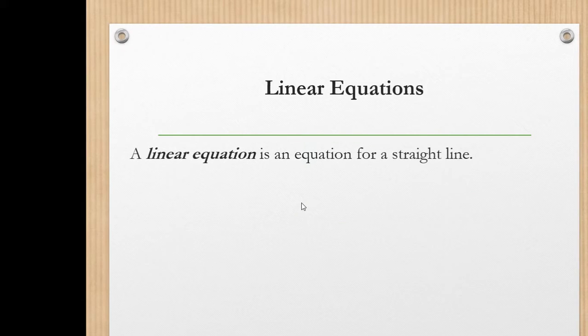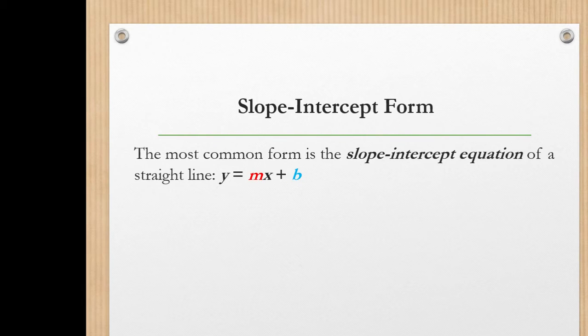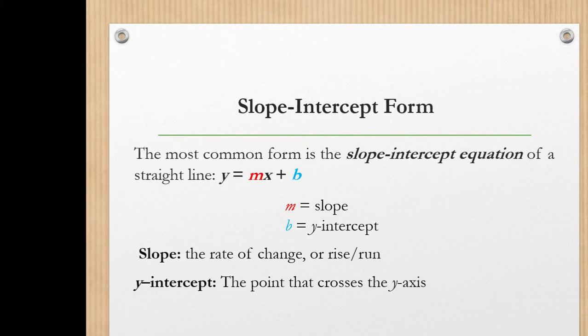So a linear equation is an equation for a straight line. They use simple variables such as x and y, and keep in mind these variables do not have exponents, square roots, cube roots, or anything like that. Slope-intercept form is the most common form of a straight line, and it is written as y equals mx plus b, where m is your slope and b is your y-intercept. Slope can also be used for a rate of change or rise over run. The y-intercept is the point that crosses the y-axis.